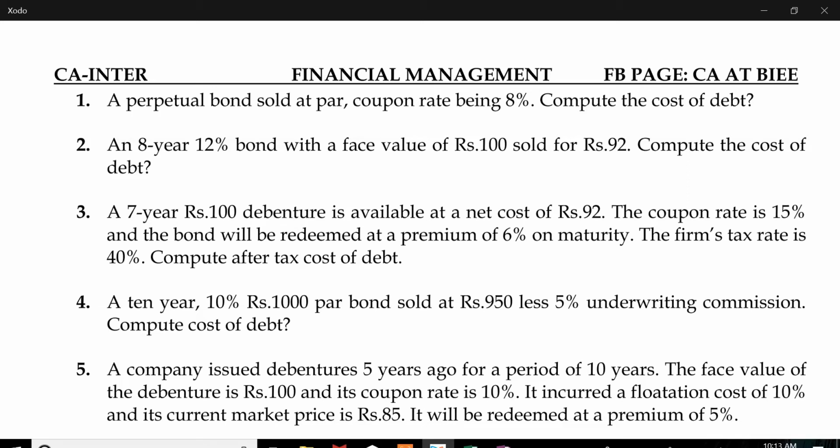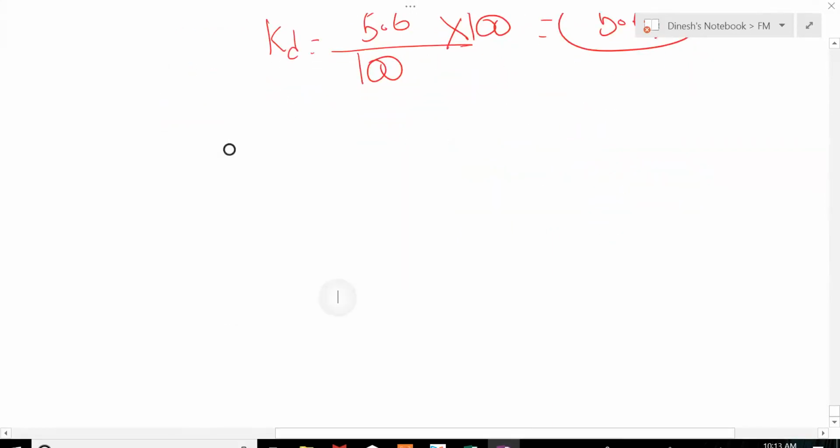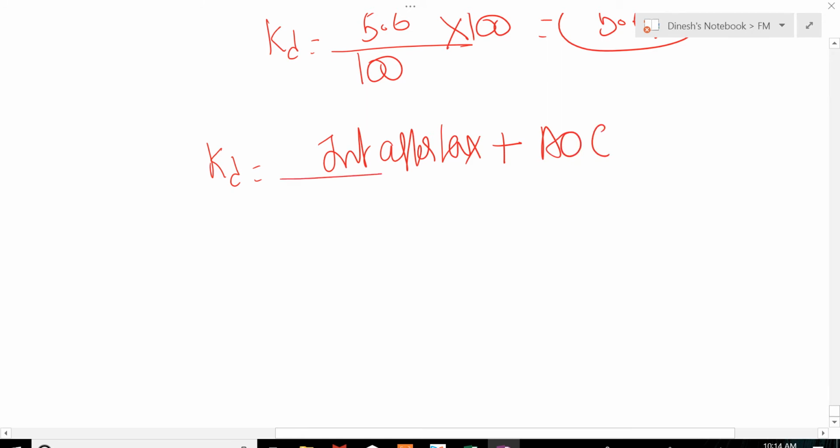8-year bond. So redeemable, irredeemable? Redeemable. So write KD equal to interest after tax plus average other cost divided by average funds employed.